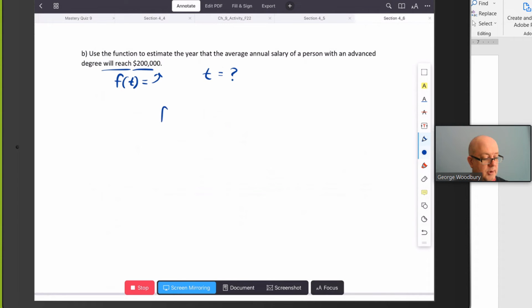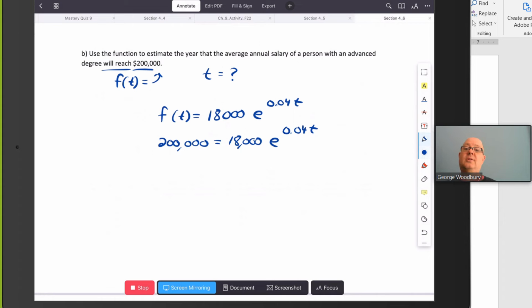So copy down the model. f of t equals 18,000 e to the 0.04 t. The $200,000 is going to go in on the left-hand side. 200,000 equals 18,000 e to the 0.04 t. Now we need to solve for t. That means we need to start by isolating the exponential part. Divide both sides by 18,000.